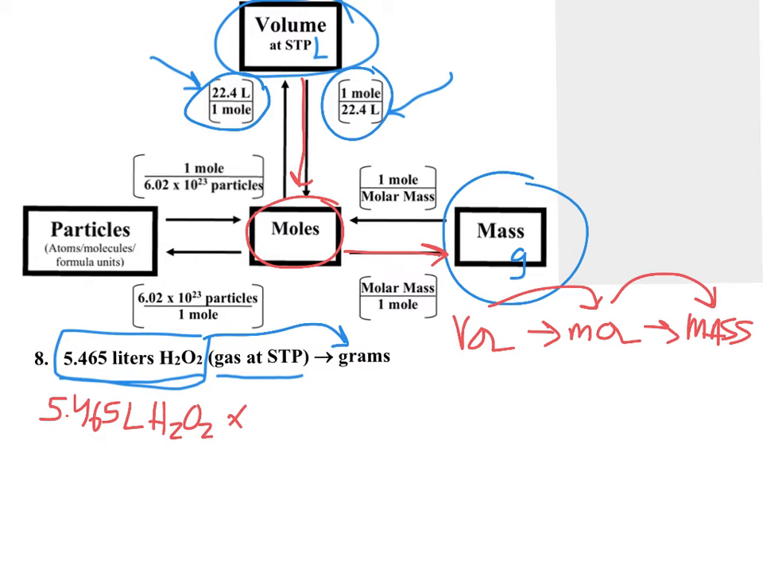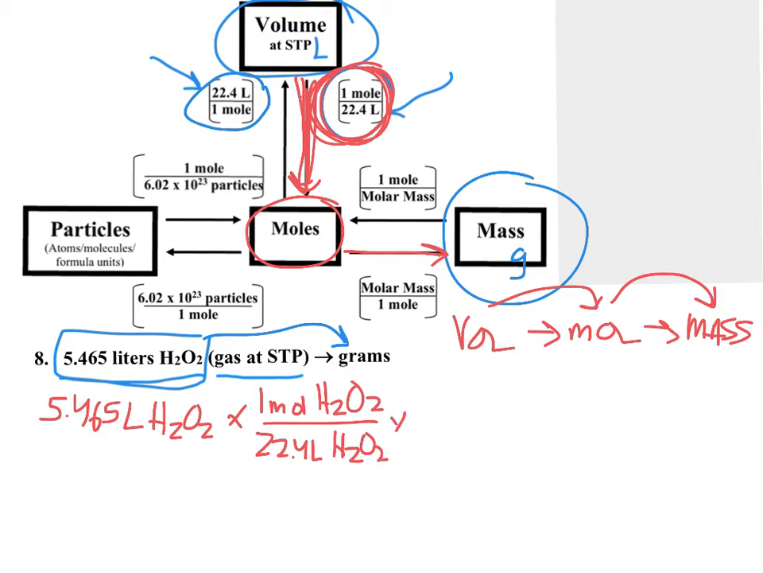Next up, we are going to take our first step, which is going from volume island to mole island, which means we're going to use this conversion factor. I'm going to put 1 mole on top of the hydrogen peroxide, and it says to put 22.4 liters of hydrogen peroxide on the bottom. Why does it say that? Well, remember, for every 1 mole of hydrogen peroxide, if it's a gas at STP, that's how much volume it takes up. So those conversion factors are true.